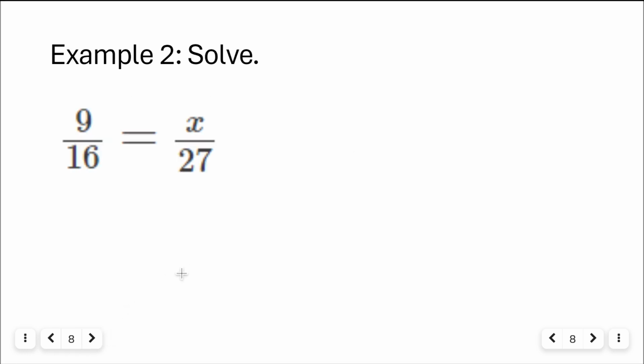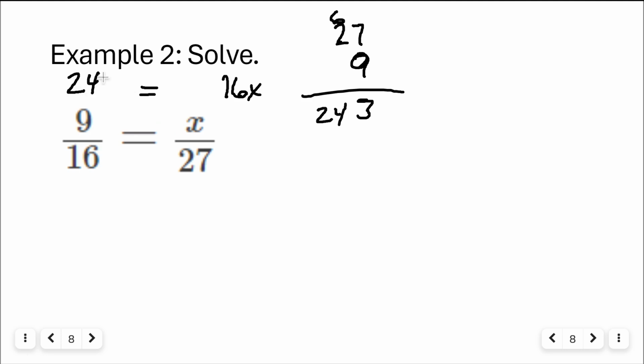All right. Finally, we're going to solve this equation. Okay, so you remember cross multiplying, hopefully. So cross multiply, set them equal, cross multiply. So we have 16 times x would be 16x. 9 times 27. So 9 times 7 is 63. 6 to carry. 2 times 9 is 18. 18 and 6, 24. So that's equal to 243.